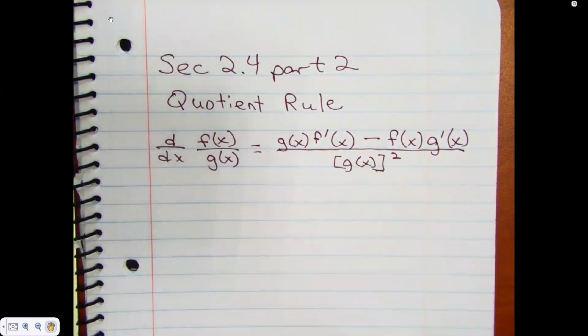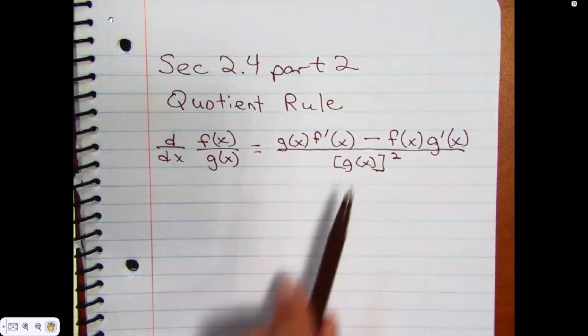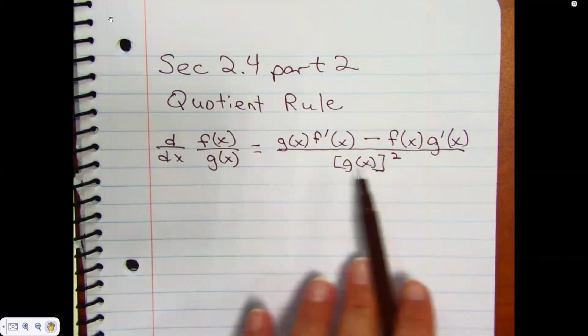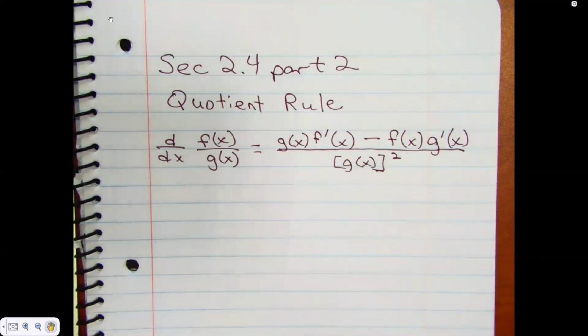Now, as messy as the bottom is, we usually don't do a whole lot with it. So we're just going to write g of x, and we're just going to square it. Every once in a while, we might see something next week where we'll do some canceling with it, but don't let the bottom, even though it looks messy, the top is messy enough. We usually just leave the bottom.